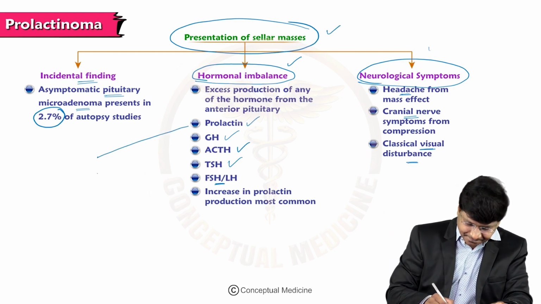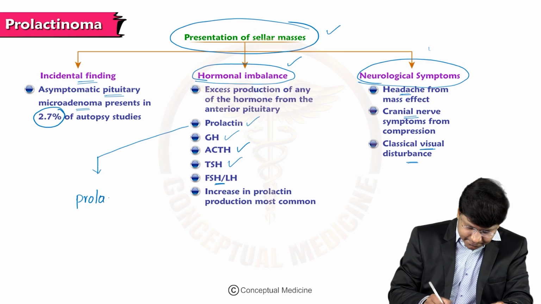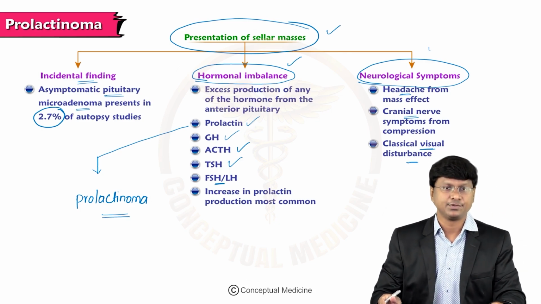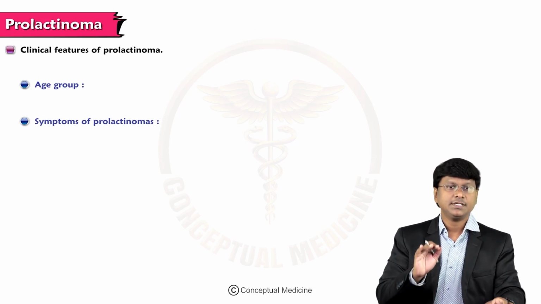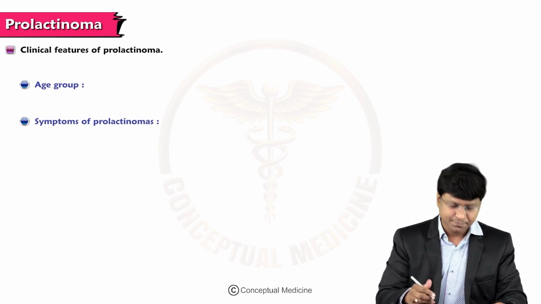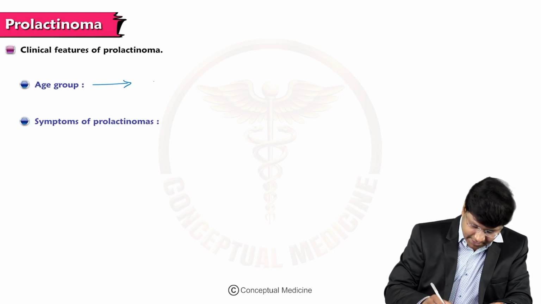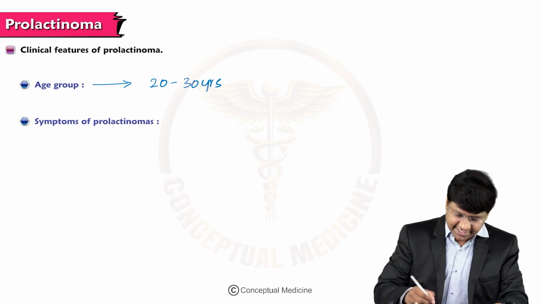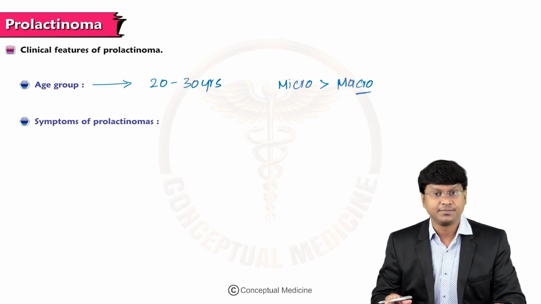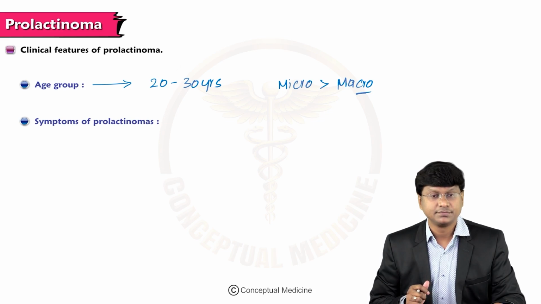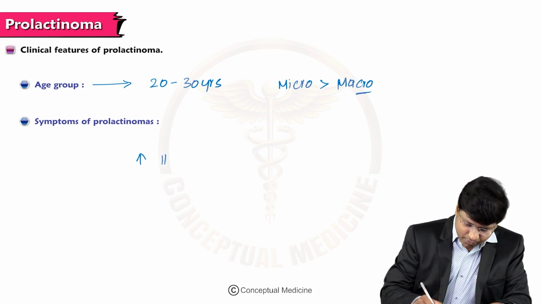Now out of this, let me discuss the prolactinoma. So if you take the clinical features of prolactinoma, right? You take the age group. Most common age group in which you will have these prolactinomas are around 20 to 30 years of age. And these prolactinomas, most commonly they are microadenomas rather than the macroadenomas.